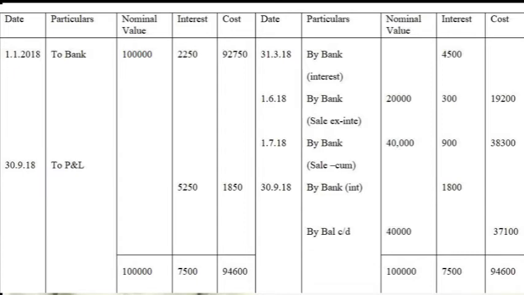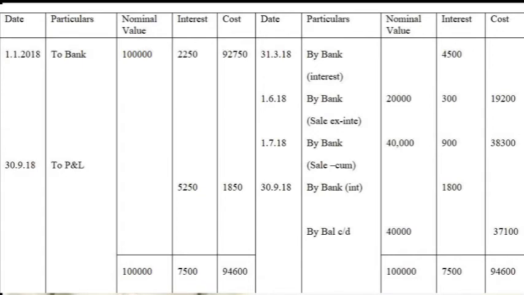Then on 1/7/2018, again sale of 40,000 securities cum interest, the journal entry is posted in the investment account. On the credit side, by bank, nominal column 40,000, then interest 900 and then cost 38,300. Then on 30/9/2018, interest received by bank in interest column 1,800. Then balance carried down: 1 lakh minus 20,000 minus 40,000, that comes to 40,000. In the nominal value column we write 40,000.